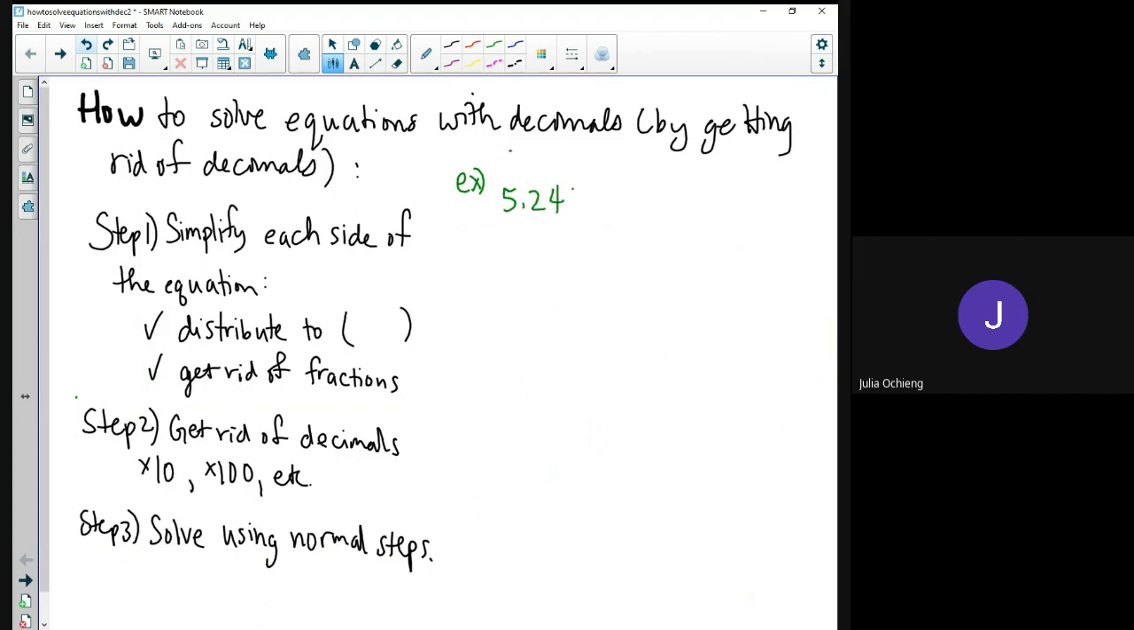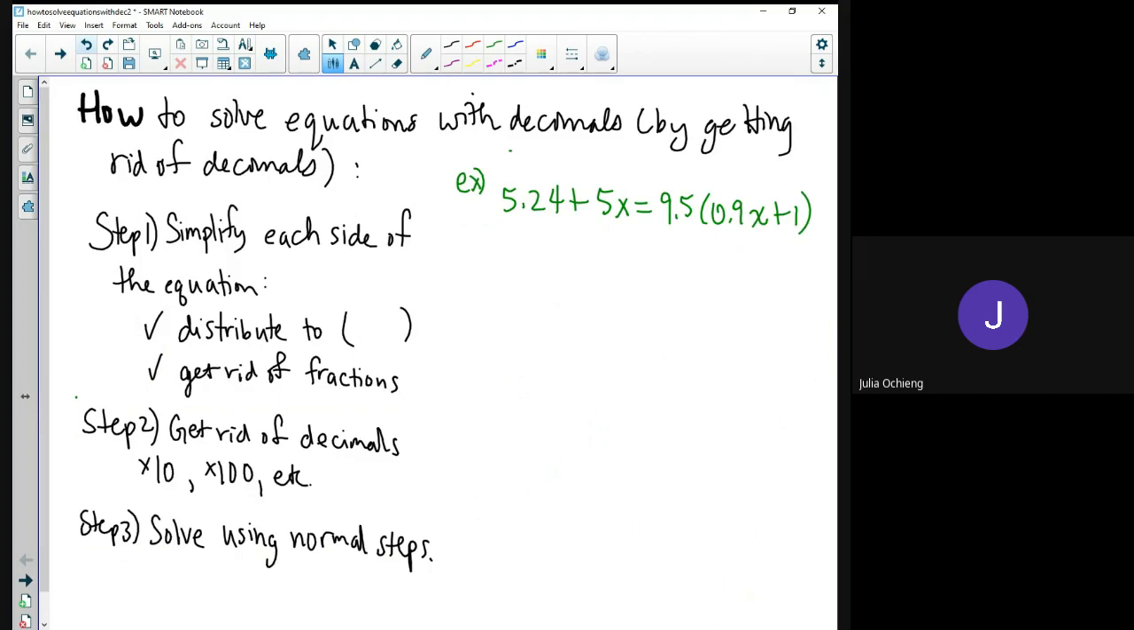This is number 4 on your worksheet. If you want to take a look at that. This is number 4 on the worksheet. Okay, so again, step 1, simplify each side of the equation, distribute the parentheses, and get rid of the fractions.